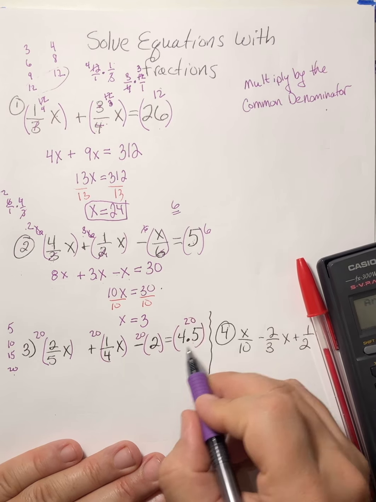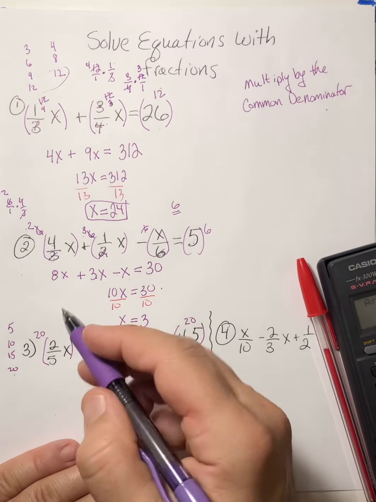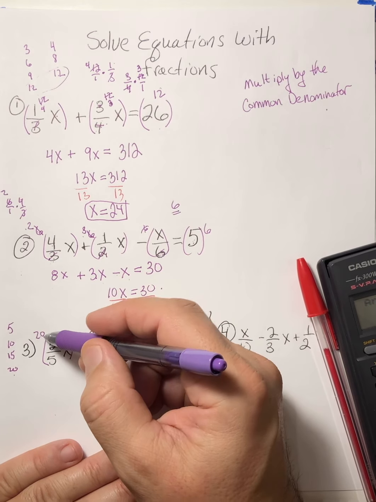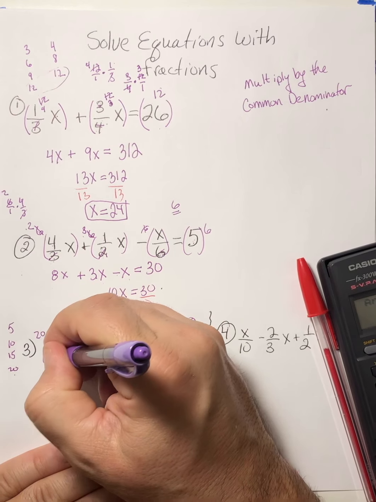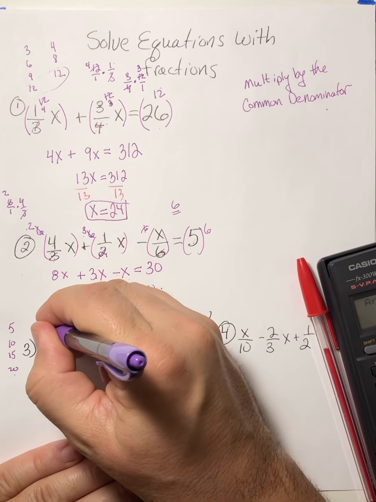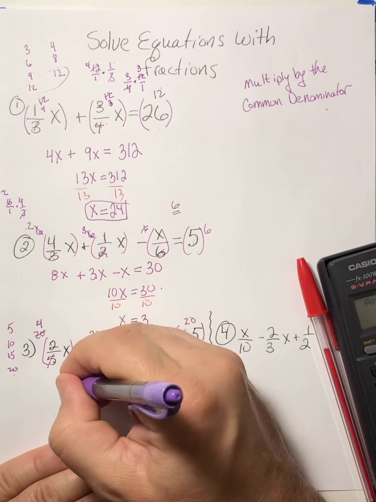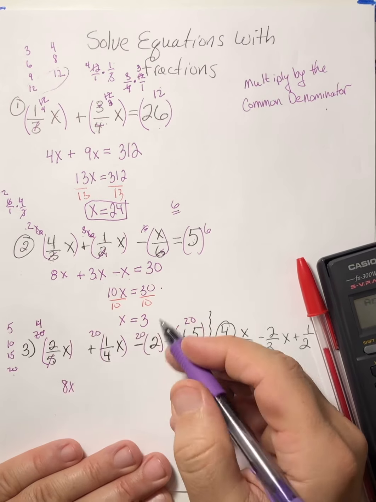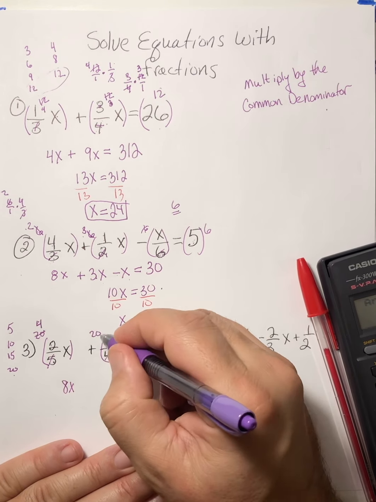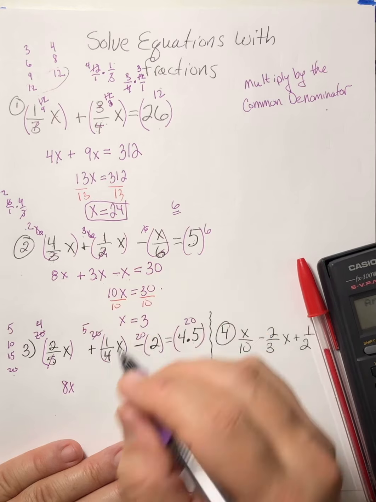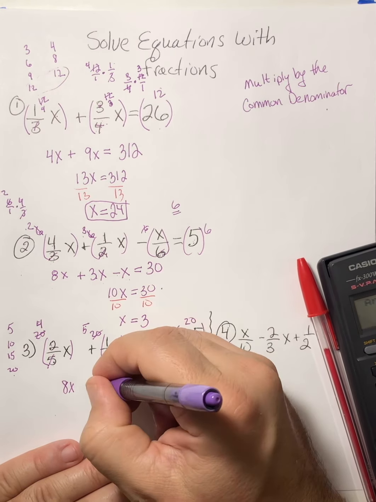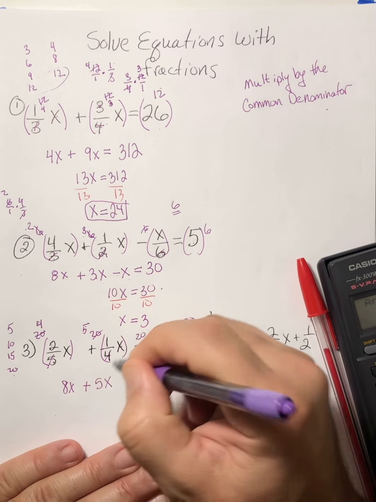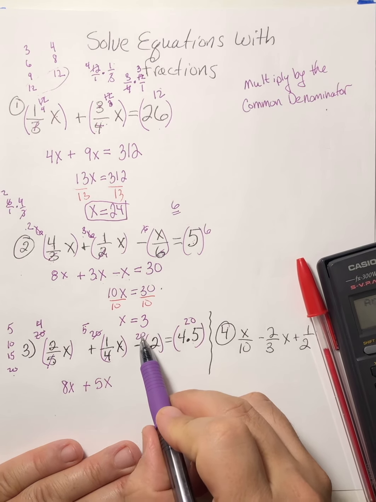That's right, even the 4.5, that's what you have calculators for. By the way, you could do 20 times 2 over 5 in your calculator. So 5 goes into 20 4 times, 4 times 2 times x, 8x. 4 goes into 20 5 times, so 5 times 1 times x, so plus 5x.